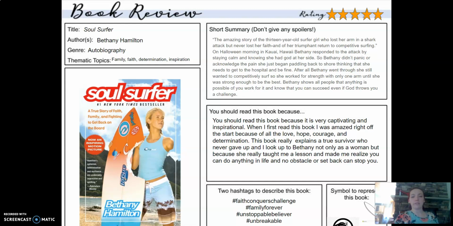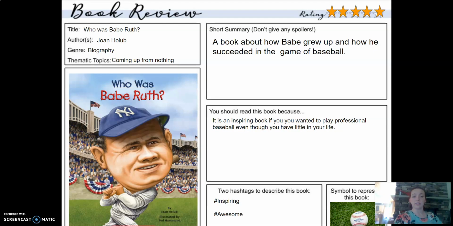This is one of my favorites because I really do love this book. This entry was done by a student, which was awesome. The way she worded it was, Soul Surfer is the amazing story of a 13-year-old surfer girl who lost her arm in a shark attack but never lost her faith, and in triumph returned to competitive surfing. She gives a really good brief explanation. I'm not going to read the rest because it gets very into detail. But the cool thing was that she made sure none of the students gave away any spoilers.